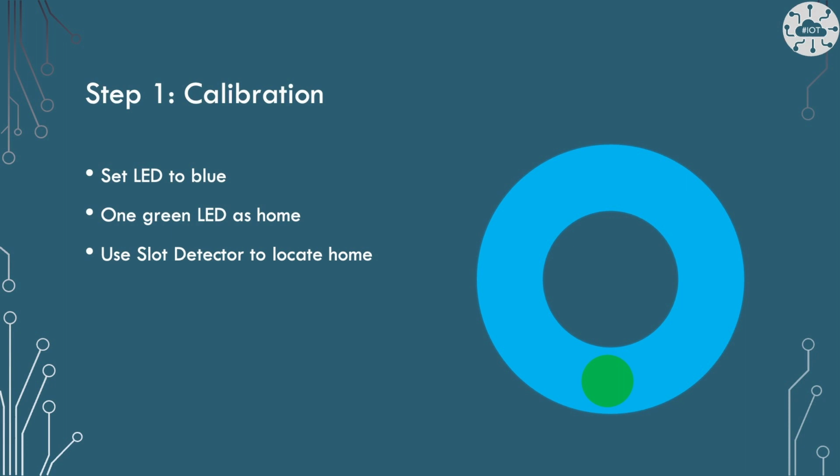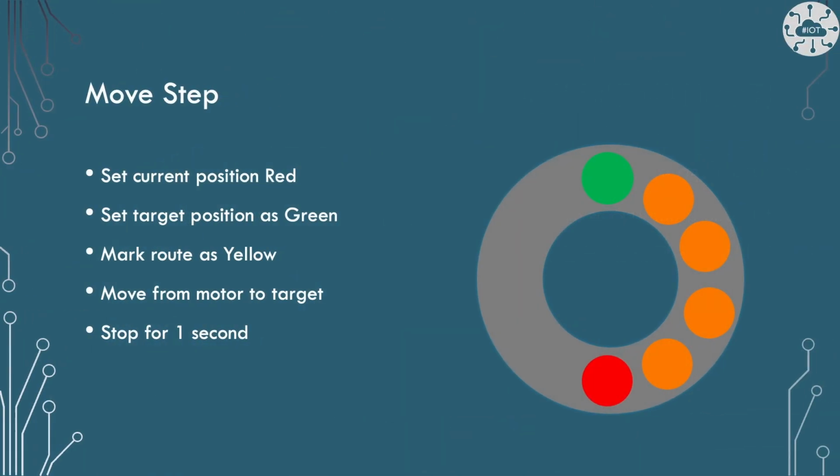So the first thing the device will do when we start it up is calibrate. It will show this by setting the LEDs to all blue, except for the home position LED, which will be green. We'll then use the slot detector to locate the home LED. Then we start giving our motor random target LEDs to move to around the ring. Each time we'll set the start position as a red LED, the target position as a green LED, and the route to get there we will set as yellow. Then we can watch the motor hopefully move from start to target. The demo will pause for 1 second between each movement.